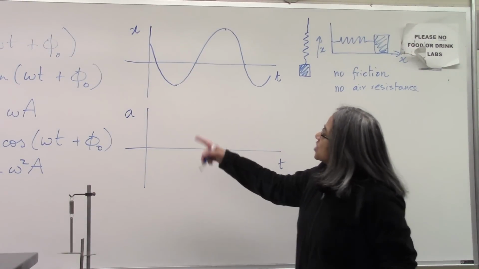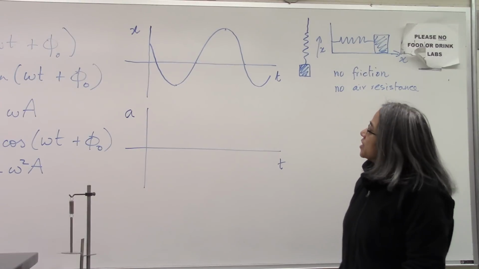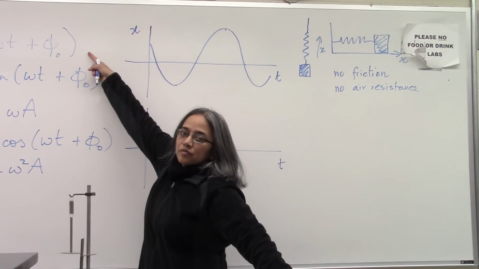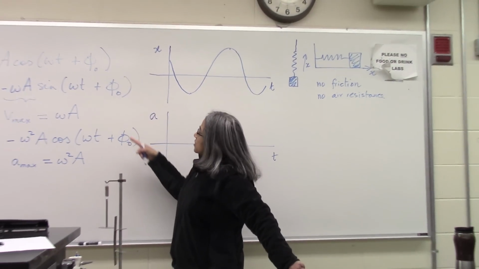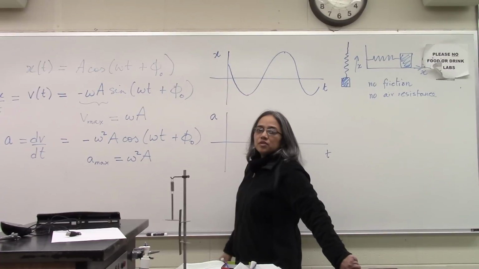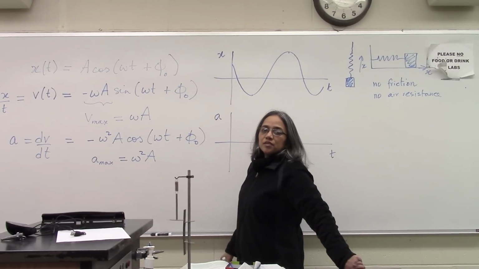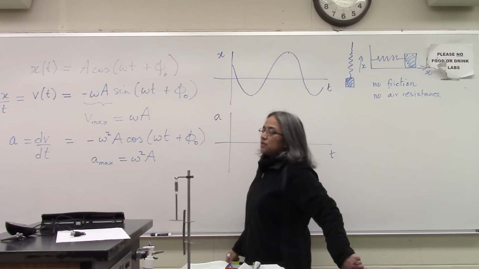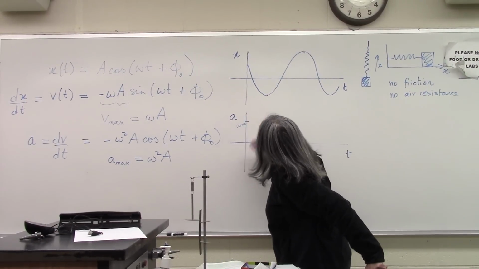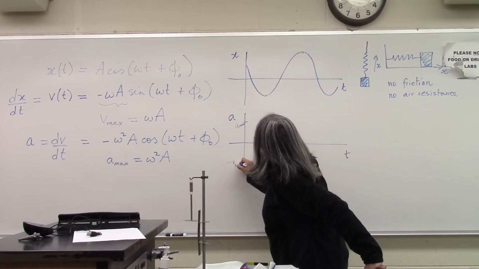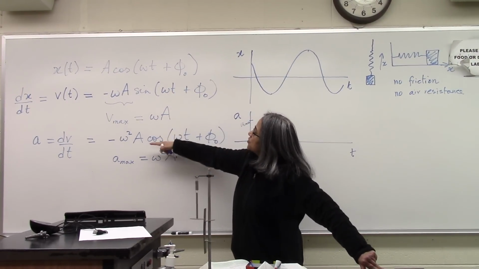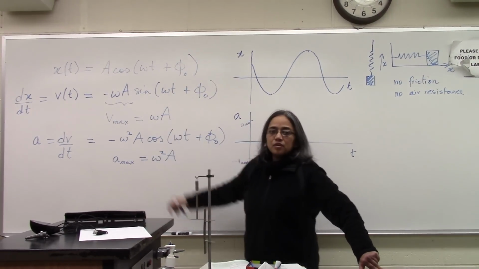Then it's actually easier than you might think, because if you look at these two equations, look at the x equation over here, look at the a equation over here, notice that they're both cosine functions. The only thing that's different is the constant. Okay, so there's going to be some a max here and a minus a max here, and then there's a minus sign relative to the x equation and the a equation.